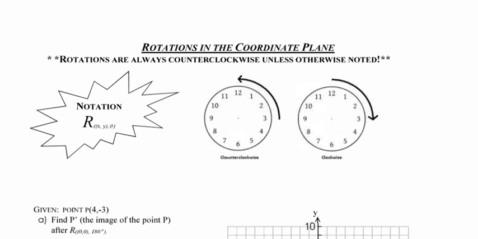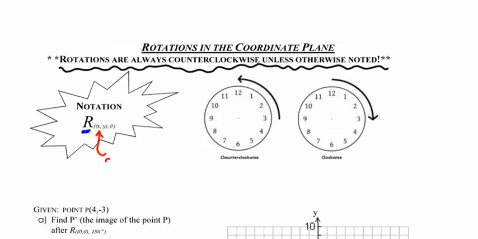In this video, we're going to extend what we learned about rotations to include the coordinate plane. Recall from the previous video that unless otherwise noted, all of the rotations that we do will always be counterclockwise. Now, just like we saw in our previous studies, the notation for a rotation is going to be a capital R to represent rotation. The next thing that you see listed will be the center of the rotation.